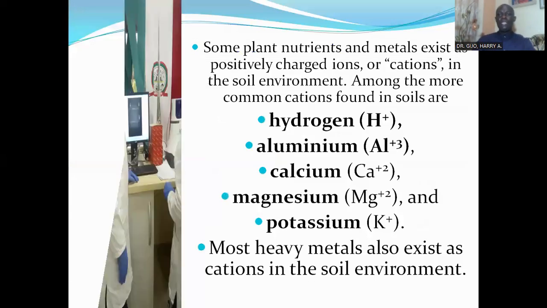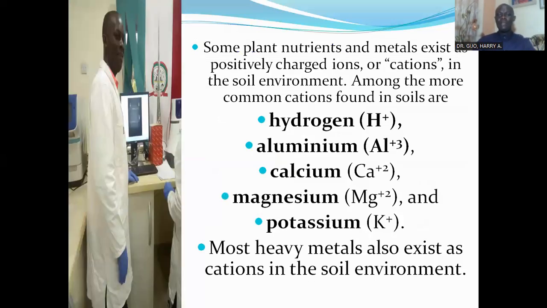Some plant nutrients and metals exist as positively charged ions, or cations, in the soil environment. Among the more common cations found in soils are hydrogen, aluminum, calcium, magnesium, and potassium. So these are positively charged ions or cations. Most heavy metals also exist as cations in the soil environment.